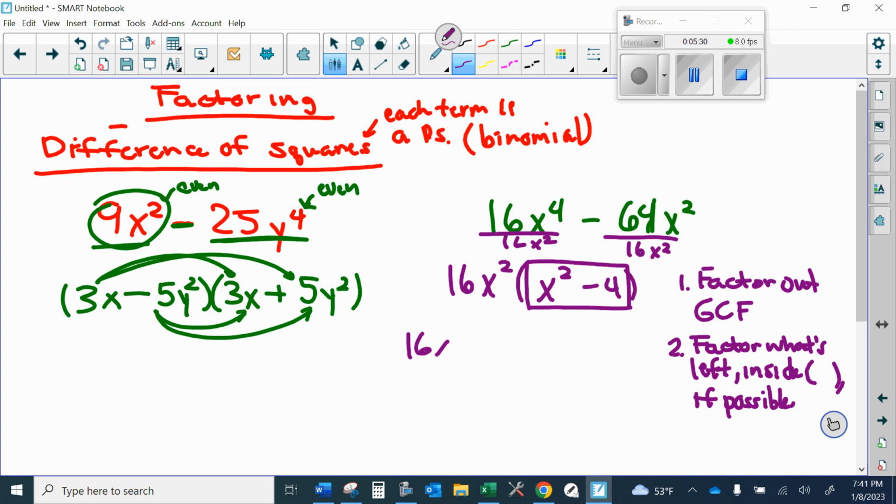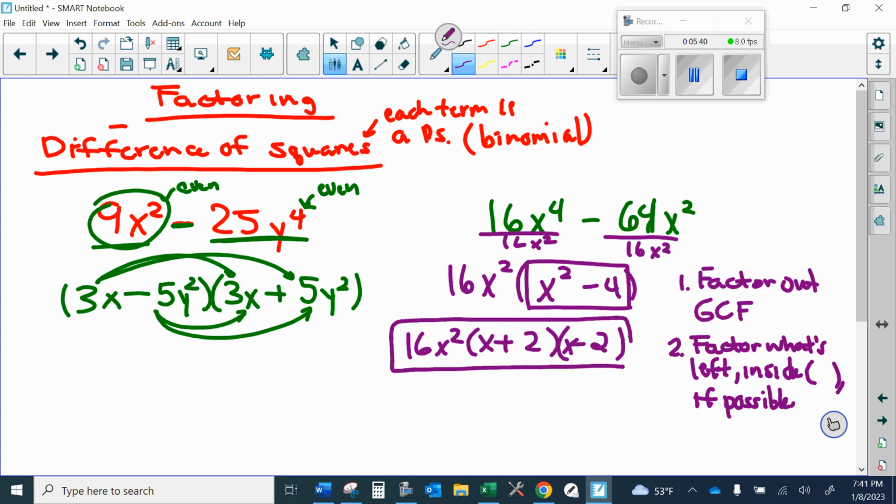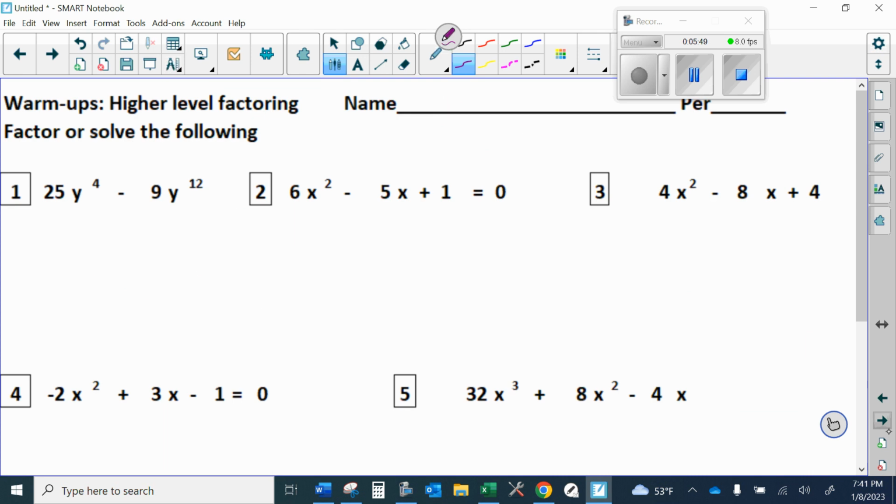So now my final answer is 16 times x squared. I take the square root of each, x and x, 2 and 2, and put one as a plus and one as a minus. And there's my answer. Okay, so there's your two types of difference of squares, one where you don't have a GCF to take out and one where you do have a GCF to take out.